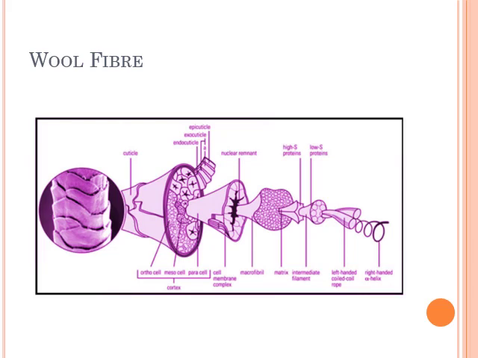The cuticle is the layer of overlapping epithelial cells surrounding the wool fiber, and there are three cuticles.